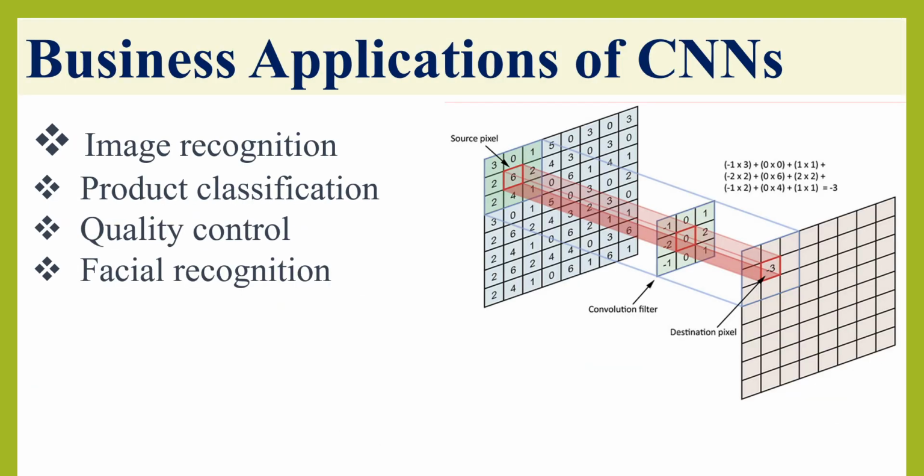Now comes the business applications. So CNNs are used in many business applications like image recognition, where it can be used to recognize objects on the roads like pedestrians, cars, and traffic lights. In product classification, online retailers use CNN to classify products into categories like clothing or electronics. In quality control, manufacturers use CNN to inspect products on the production line, like checking for defects in textiles or anomalies in medical images. And finally, security systems use CNN to recognize individuals, like unlocking your phone with your face.